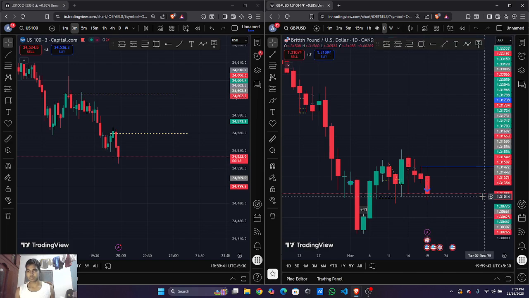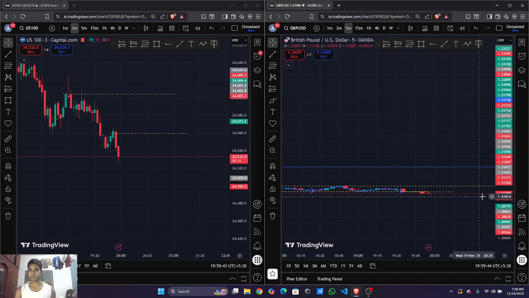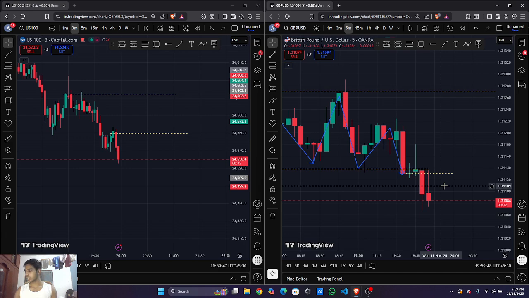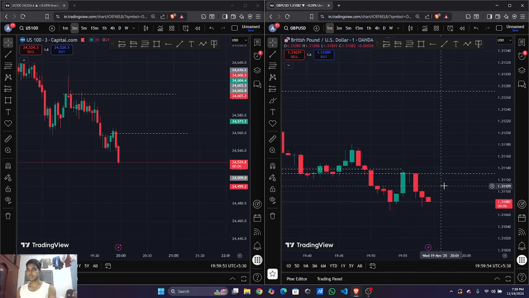So okay, it gave a breakout, it gave a retest. I am keeping an eye on GBP. I will enter in this breakdown.